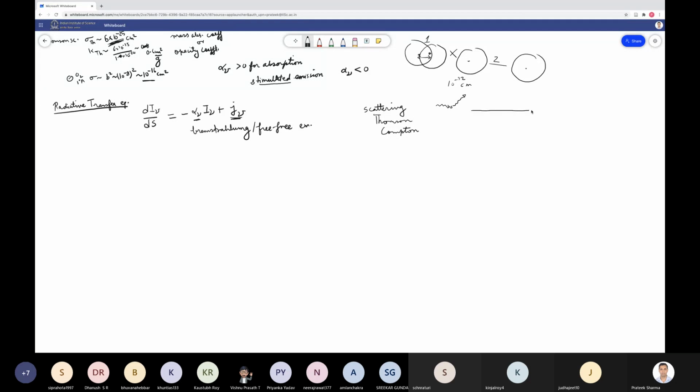So what happens is, if you consider a beam, and it is a medium which is scattering, then the photon which is going along the beam can change direction and go into some other solid angle. But photons which were going in some other direction can also come into the beam because of scattering.